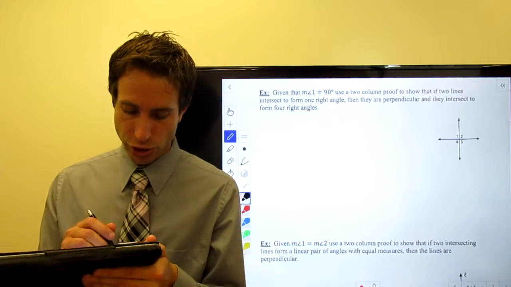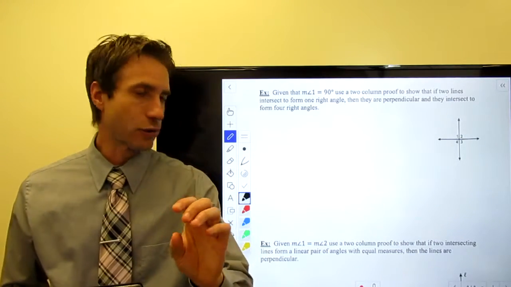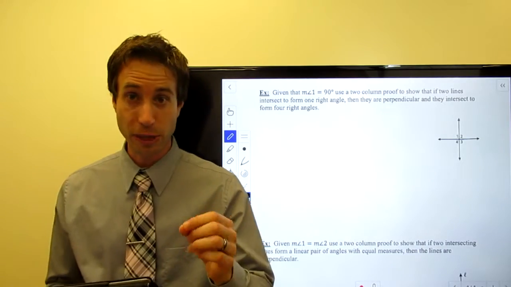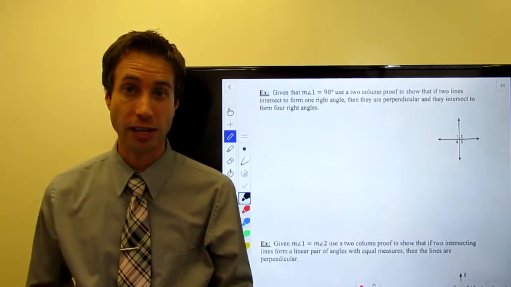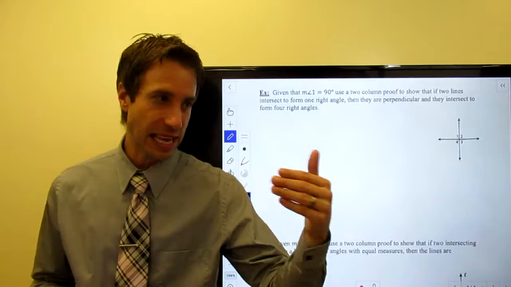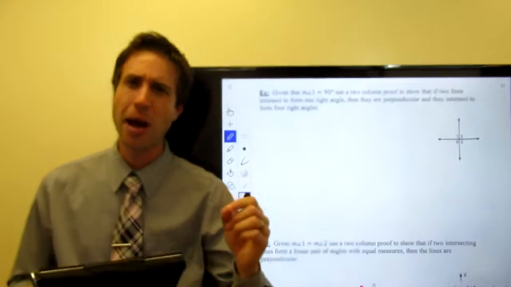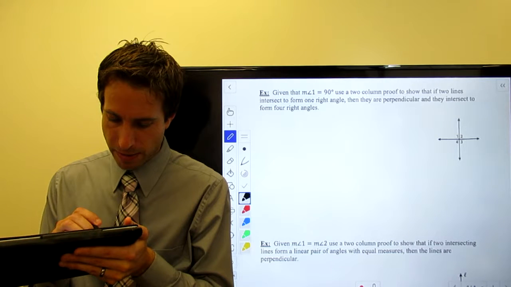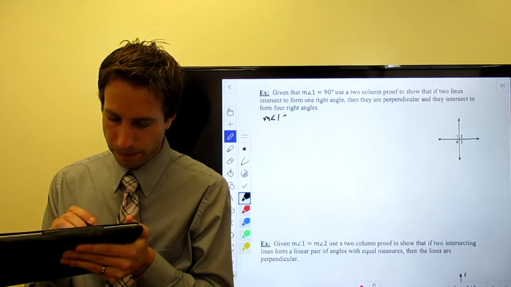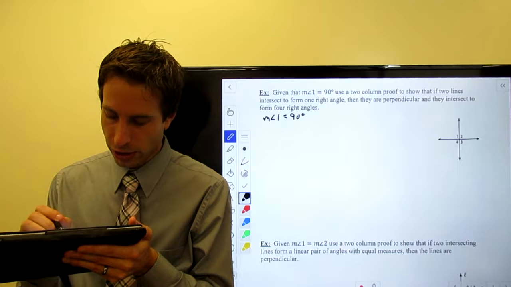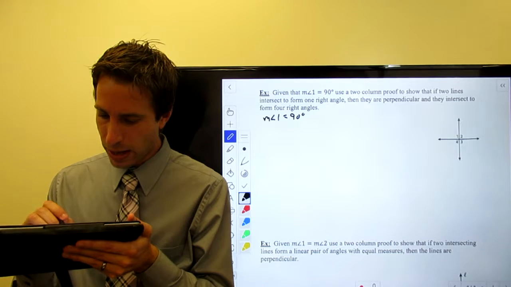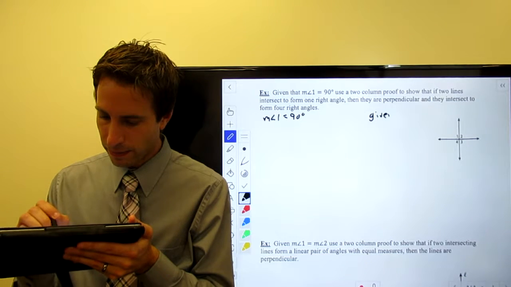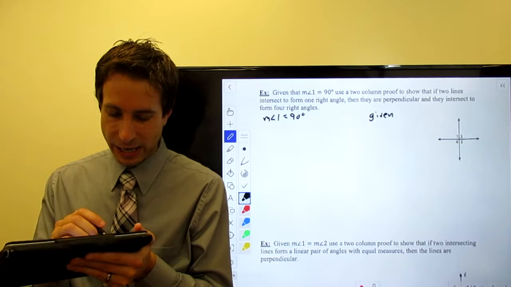So here we go. Let's jump right into this. I apologize, I'm going to have to write kind of small and use a little bit of shorthand because I don't have a lot of space. So just stick with me. I'll say the full justification, but shorthand it here. So here's what we know. First of all, the measure of angle 1 is 90 degrees. How do I know that? Well, it's given.